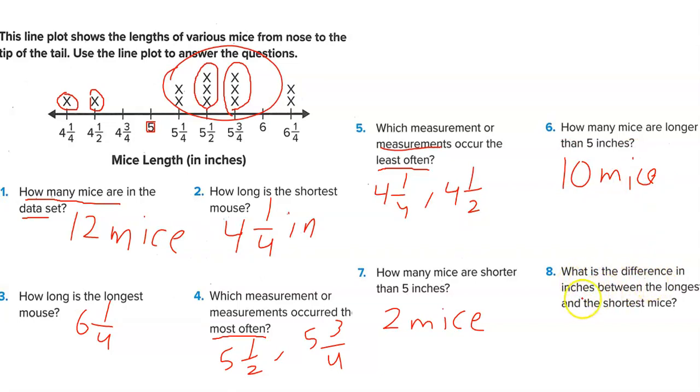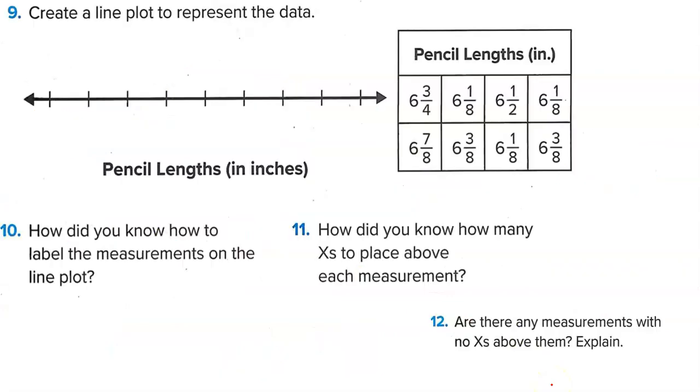What is the difference in inches between the longest and shortest? The longest mouse is 6 inches and 1/4. The shortest mouse is 4 inches and 1/4. So as the question is asking about the difference, it means minus, we subtract. So 6 and 1/4 minus 4 and 1/4, and you know how to do it. Okay, 6 minus 4 is 2, 1/4 and 1/4 is gone. So 2 inches, the difference. Let's go to the next one.